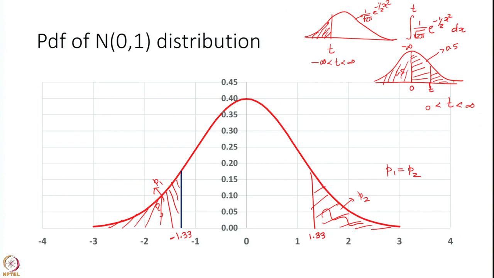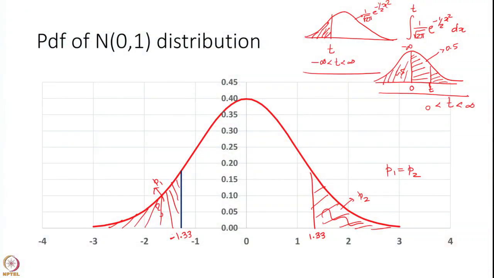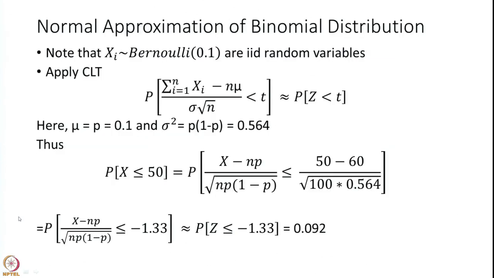So what I am trying to say, which must have been said in your R session, I just want to repeat it: when you apply a normal distribution table or you use a standard routine to find the normal probability, please check the help and make sure whether it considers this kind of probability or this kind of probability. In our present case, this value turns out to be 0.092. So if you calculate it out, this turns out to be 0.092.